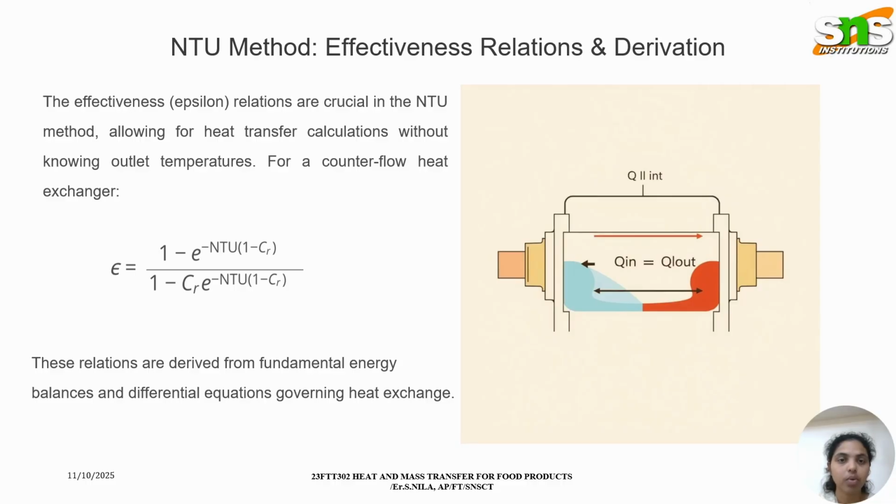So the effectiveness of the NTU method, how is it calculated? The effectiveness relations are crucial in the NTU method, allowing for heat transfer calculations without knowing the outlet temperatures. For a counterflow heat exchanger, the given formula is the useful one for calculation. These relations are derived from fundamental energy balances and differential equations governing heat exchangers.